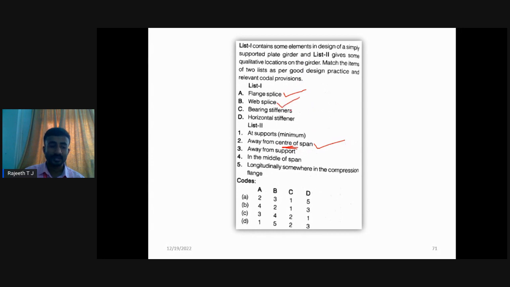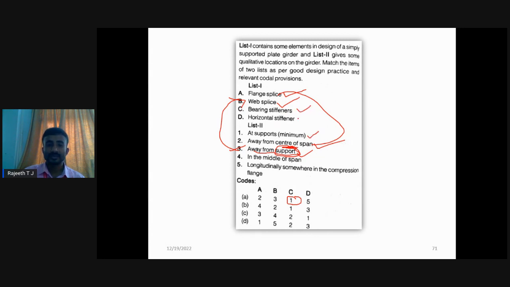If you go for the second one, the web splice, B, here we need to provide it at supports. At supports we are going to receive maximum shear force or unbalanced shear force. So option 3 will match with the web splice, whereas the flange splice will be matched with away from the span. The third one, bearing stiffener. Stiffeners are the ones that are going to take the load. Okay, so the bearing stiffener we need to provide at one, that is at supports we need to provide the bearing stiffener.